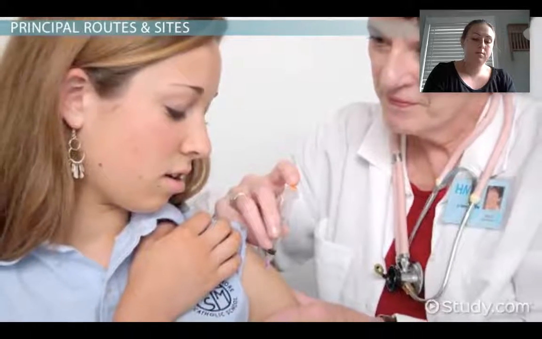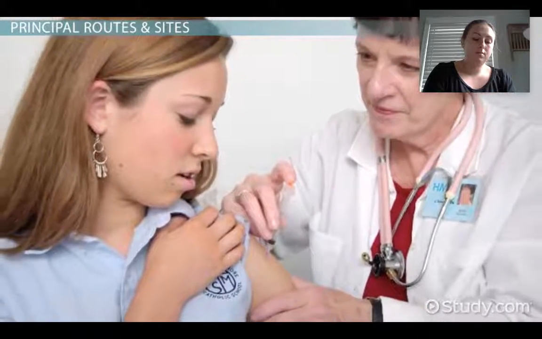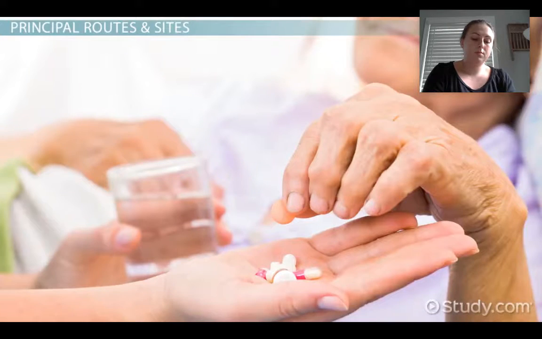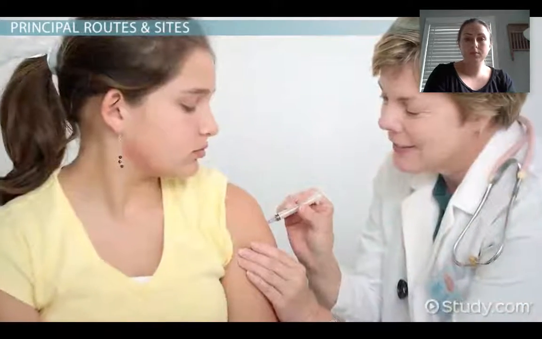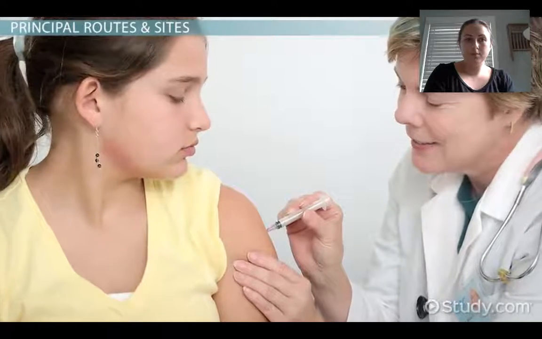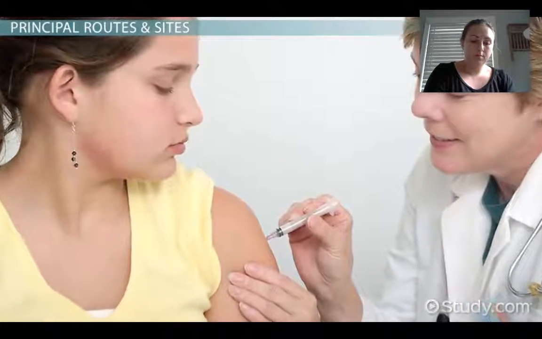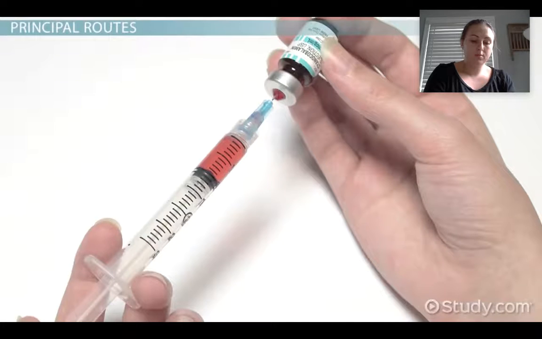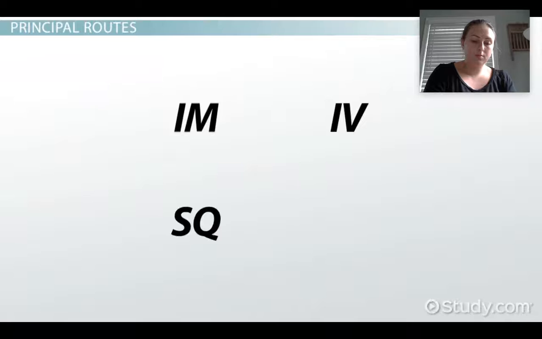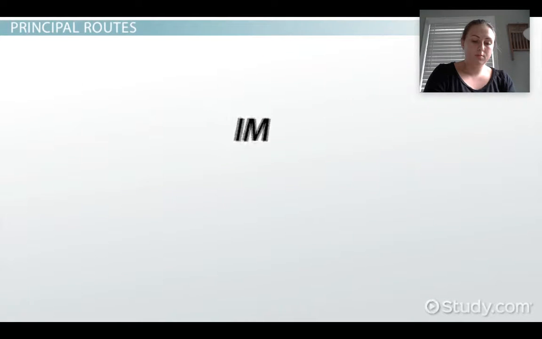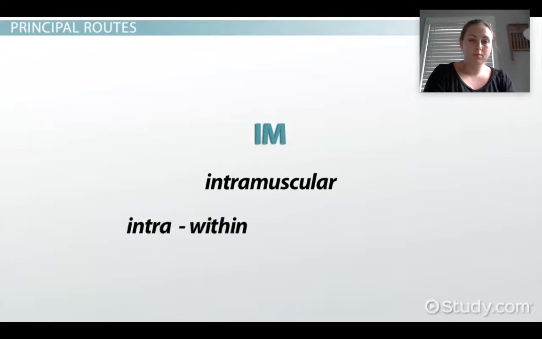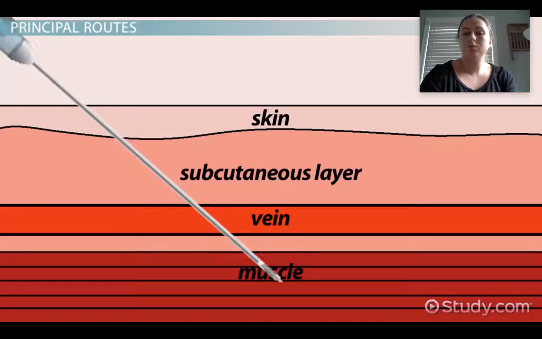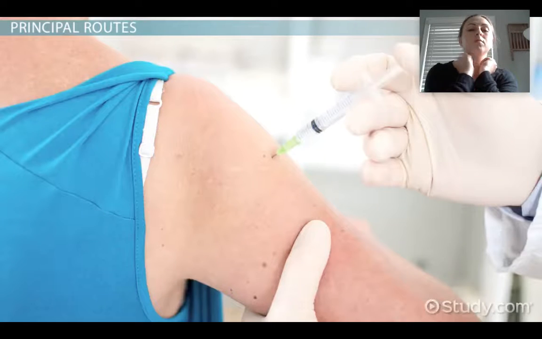When I say routes, I mean the different general ways we can give a medication, such as orally, rectally, by vein, and so on. When I say sites, I mean the specific locations on the body where we give the medication, usually an injection. There are four principal routes of drug administration. They are known by their abbreviations: IM, IV, SQ, and PO. IM stands for intramuscular, where intra means within, and muscular obviously refers to a muscle. This means we are injecting a person with a medication, using a syringe and needle to place it directly into the muscle itself.